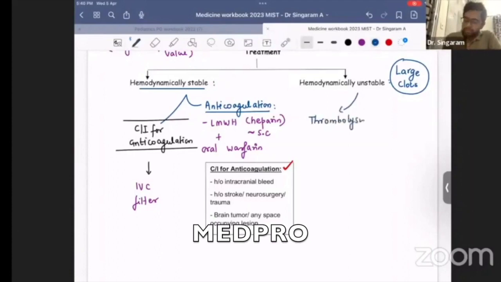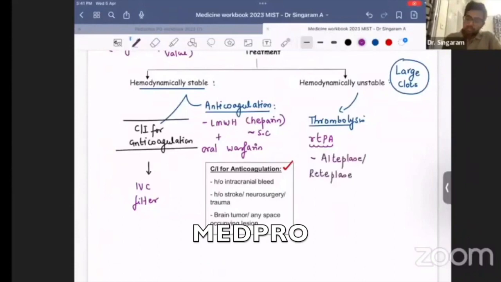Can anybody tell me a best example of a thrombolytic or fibrinolytic medication? Any comments? Anybody? Previously, we used streptokinase, urokinase, and all. But now we are not using streptokinase as such, but we are using something called rtPA. I hope you can follow this. What is this rtPA? Recombinant tissue plasminogen activators. What is the typical example of that which we are using nowadays? Typically, what we are using is alteplase or reteplase.